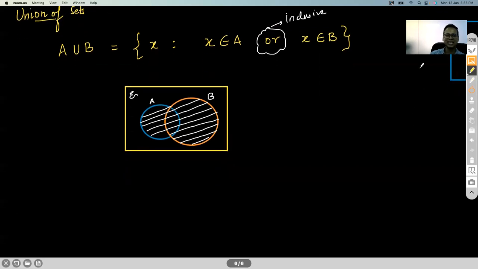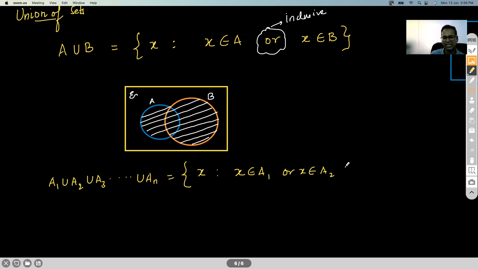Okay. So if I scale this up, if I talk about union of multiple sets, A1, A2, A3, till AN, what will it represent? It will represent a set of all X's such that X comes from A1 or A2 or A3, and so on and so forth.